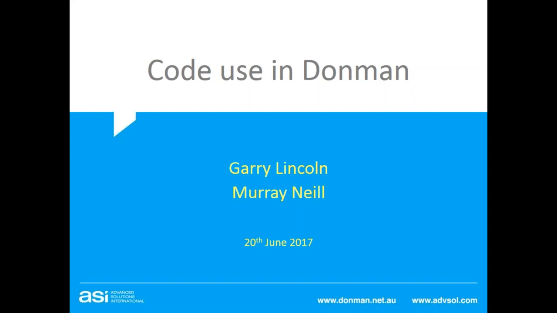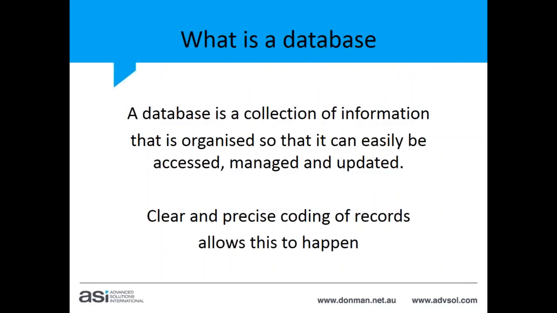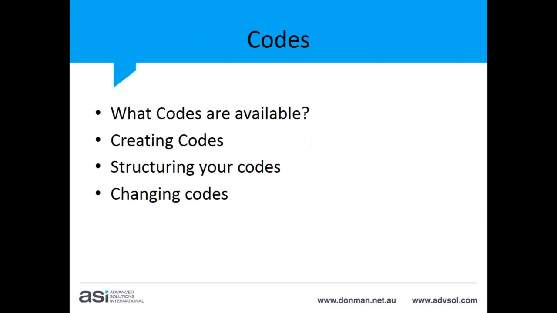Because the whole basis of a database is keeping a collection of information together so that it's organized and can be easily accessed, managed, and updated. If our coding structure is very poor, then that's not going to be the end result of what we're going to achieve there. We're going to be trying to say, I'm looking for this list of people or this list of people, etc. But because my coding is not very tidy, I'm going to have a bit of a struggle with that. Yeah. So what codes are available?